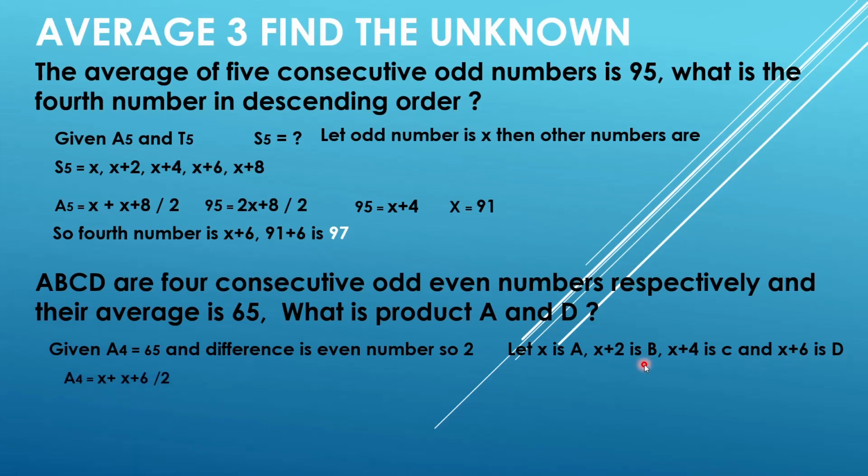So what will be our a4 average? This will be the first number plus the last number, x plus x plus 6, divided by 2. So 65 is equal to (2x plus 6) divided by 2. Now we take 2 common, so 65 is equal to x plus 3.